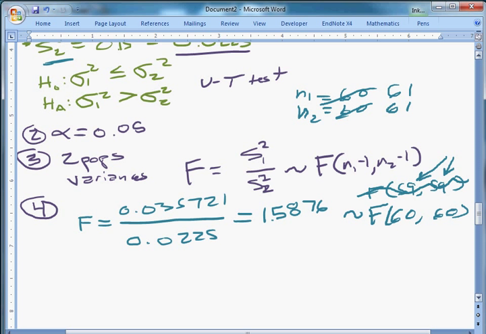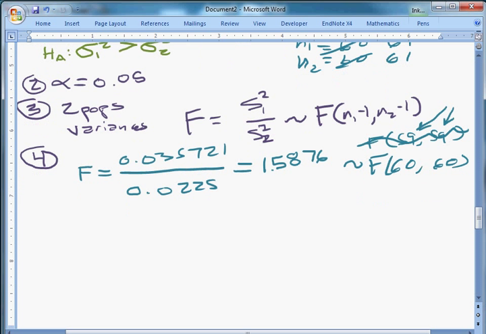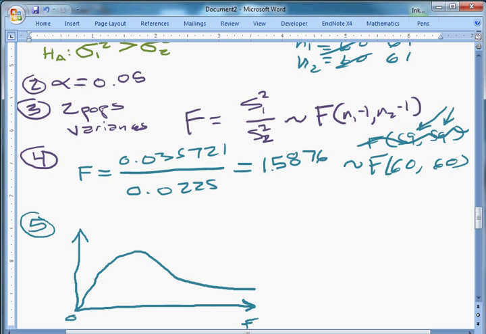Okay, so step five, what do we need to do? Well, let's draw our curve. Okay, so we have an F distribution. We've got kind of a one hump shape, asymmetrical, always positive. F of 60 comma 60, and we have a test statistic of 1.588. That's fine.